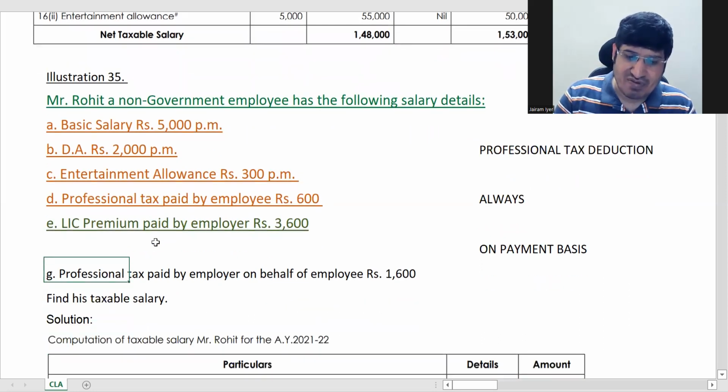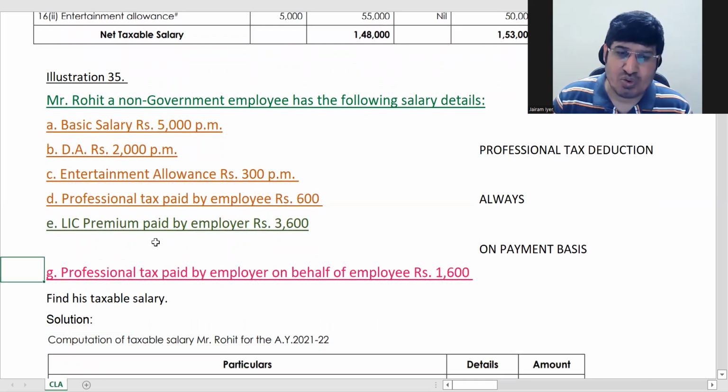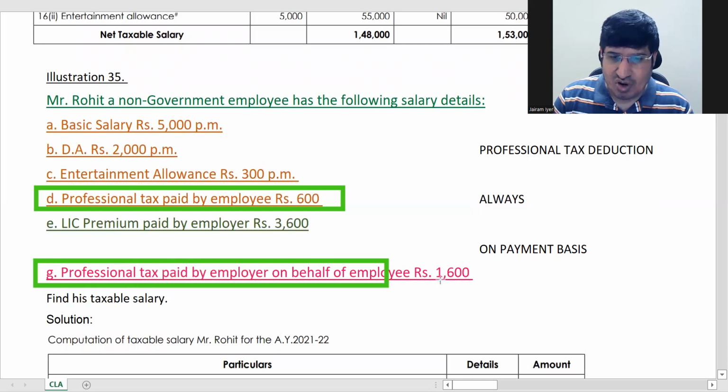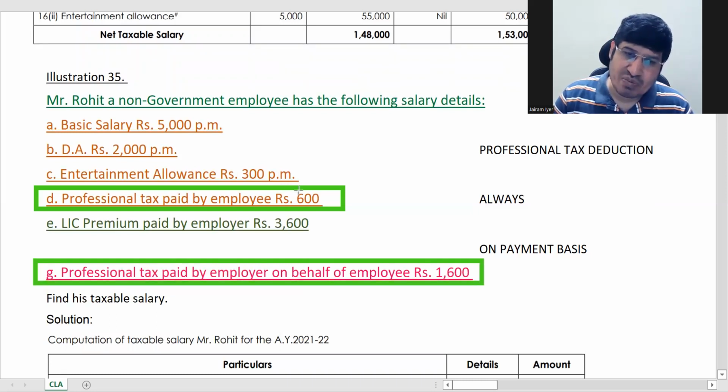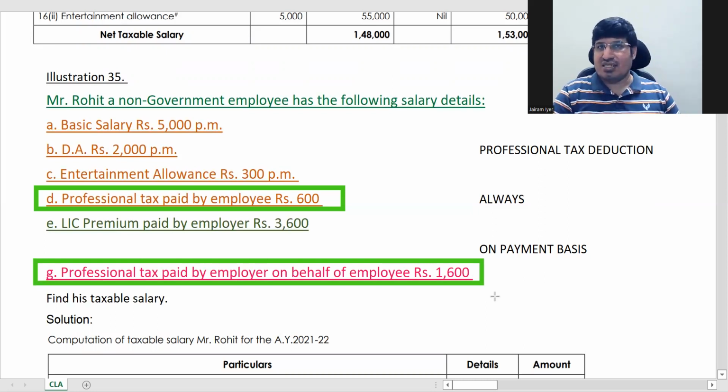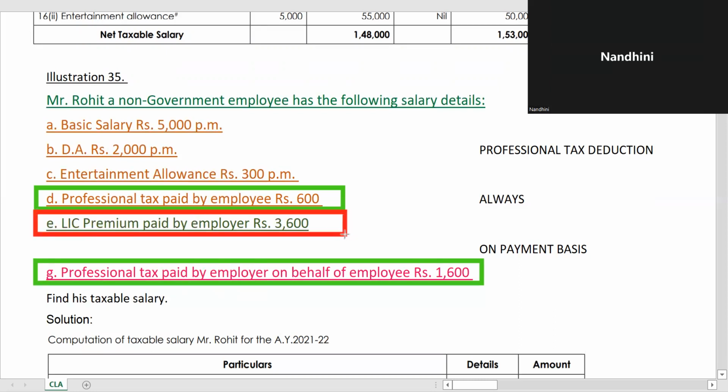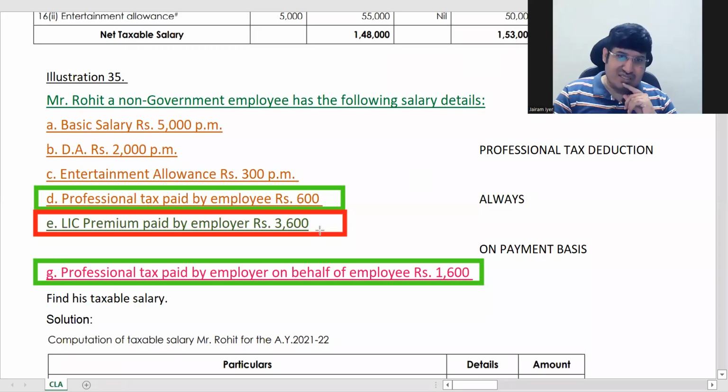Professional tax paid by employer on behalf of the employee. Okay, this is a perquisite, but again it is professional tax. So here, if you see, there are two professional taxes. One is the employee has paid 600. Second is the employer has paid on behalf of the employee, 1,600. This means that the total professional tax paid is 1,600 plus 600, 2,200. But what the employer has paid, you have to include in the salary statement also. It will be a perquisite. Two perquisites are there now in this problem. One is this 1,600 and another one is this one. These two are your perquisites in this problem.